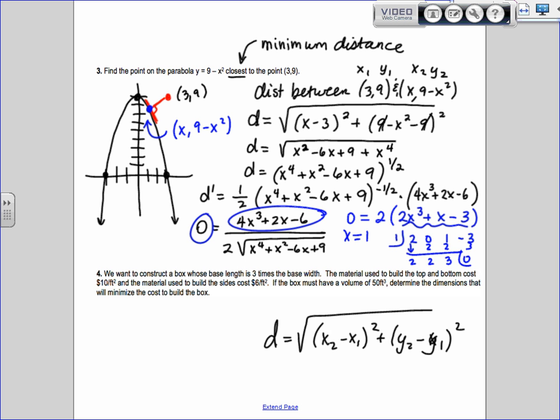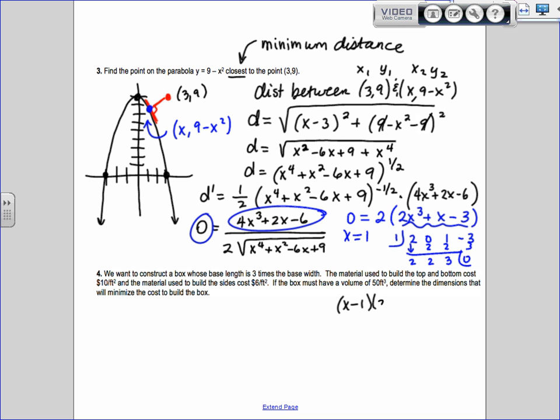All right, you have now factored. Write it down here. You've now factored into (x minus 1)(2x squared plus 2x plus 3), and you have a 2 out front.